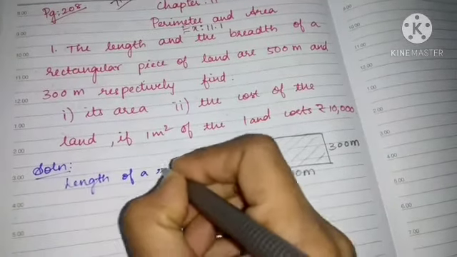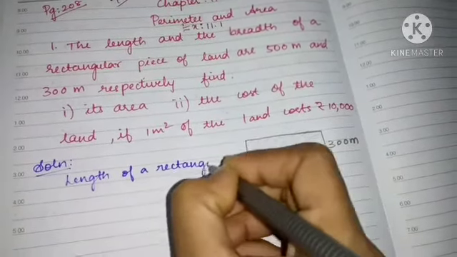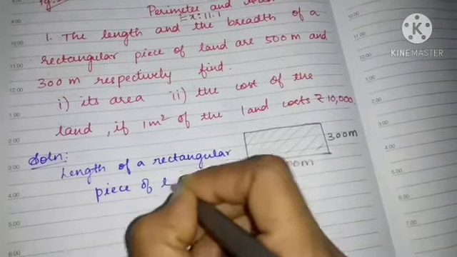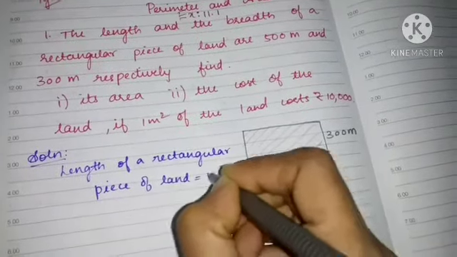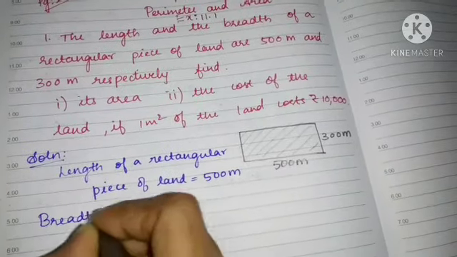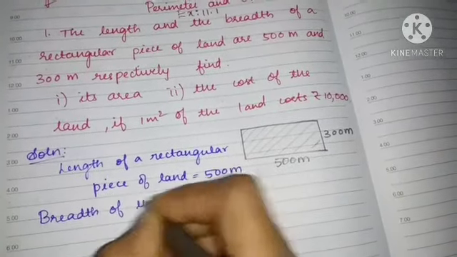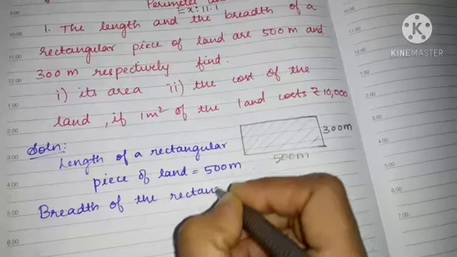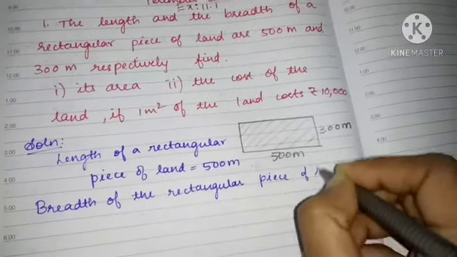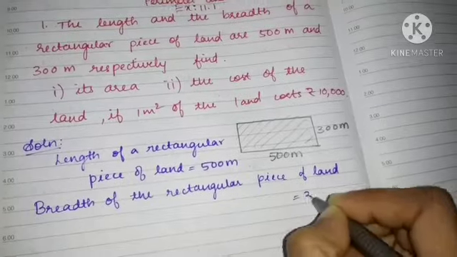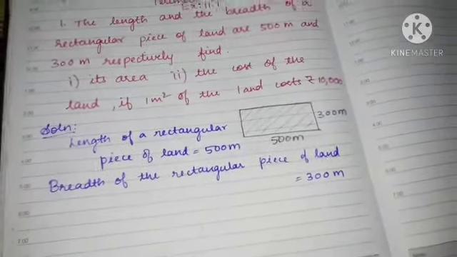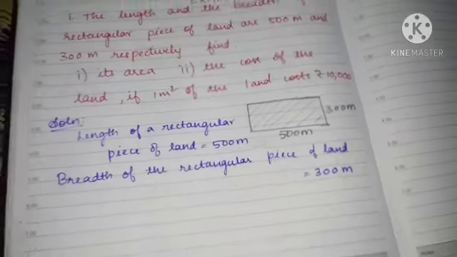Length of a rectangular piece of land is equal to 500 meter. Then breadth of the rectangular piece of land is equal to 300 meter. Okay, length is given as 500 meter, breadth is given as 300 meter.